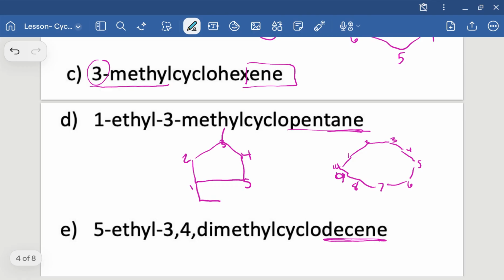Again, your double bond is always between carbon 1 and 2. So since I've already had that numbered, I'm just going to add that in. And then I can place those side groups. So on carbon 5, we'll add that ethyl group. On carbon 3 and 4, you will put in those methyl groups. So that is the beginning.